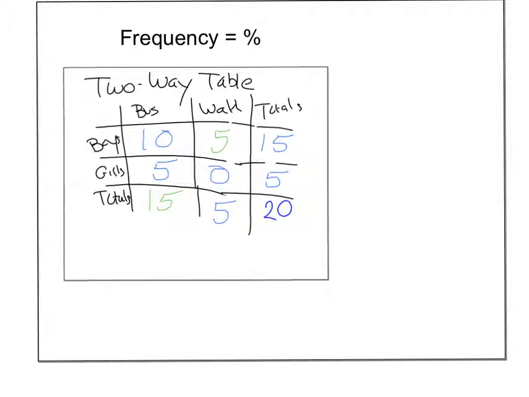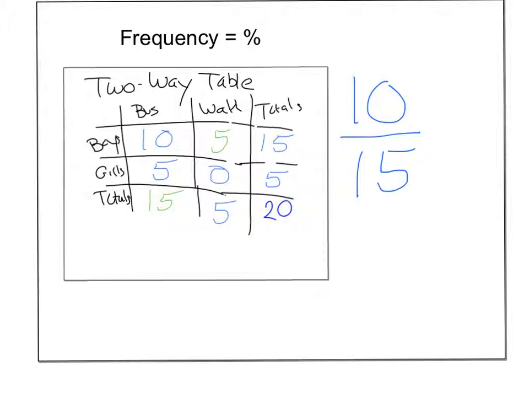Now, using my data from the two-way table, I can find the frequency that events occur. Remember, frequency is equal to percent, and that would be my part out of my whole. So if I were to ask you, what were the frequency of boys who ride the bus, I would need to know, first off, how many boys ride the bus. I'd find that data here. And then how many total boys I'm working with. So the frequency of boys who ride the bus, or the percent of boys who are riding the bus. I have 10 boys who ride the bus out of 15 boys total.